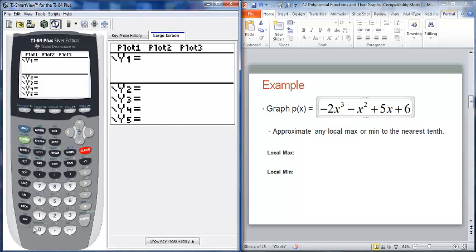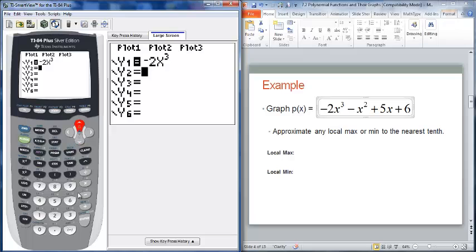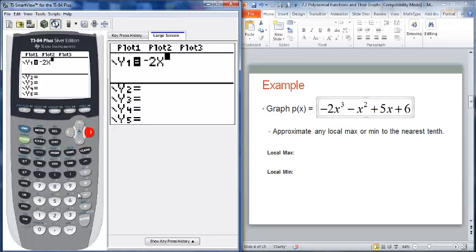Don't forget, we want to use the negative button, not the minus button. 2x, our caret raised to the third, minus x squared plus 5x plus 6. Okay. Let me go ahead and clear that out. Minus x squared plus 5x plus 6.